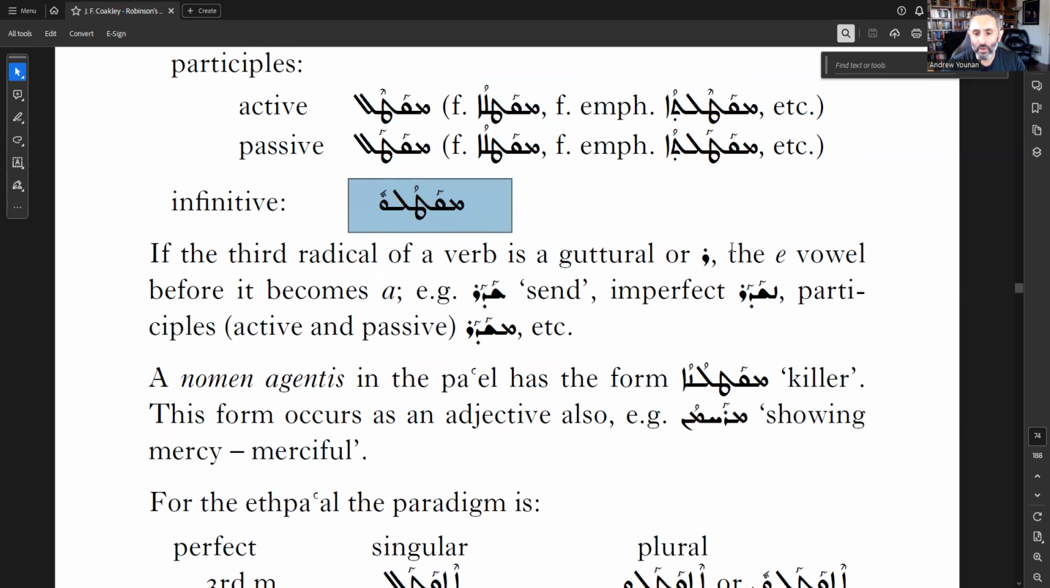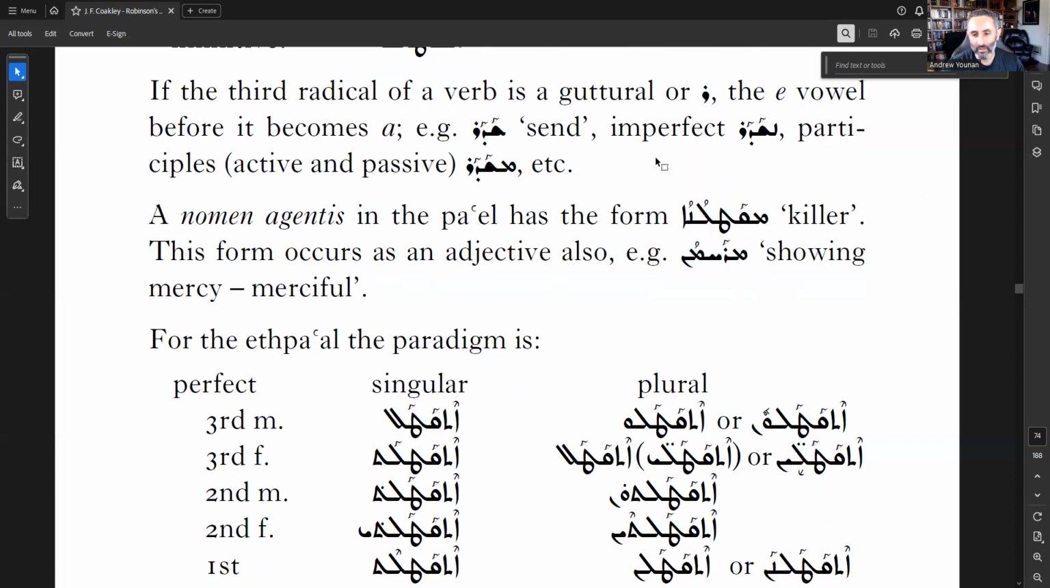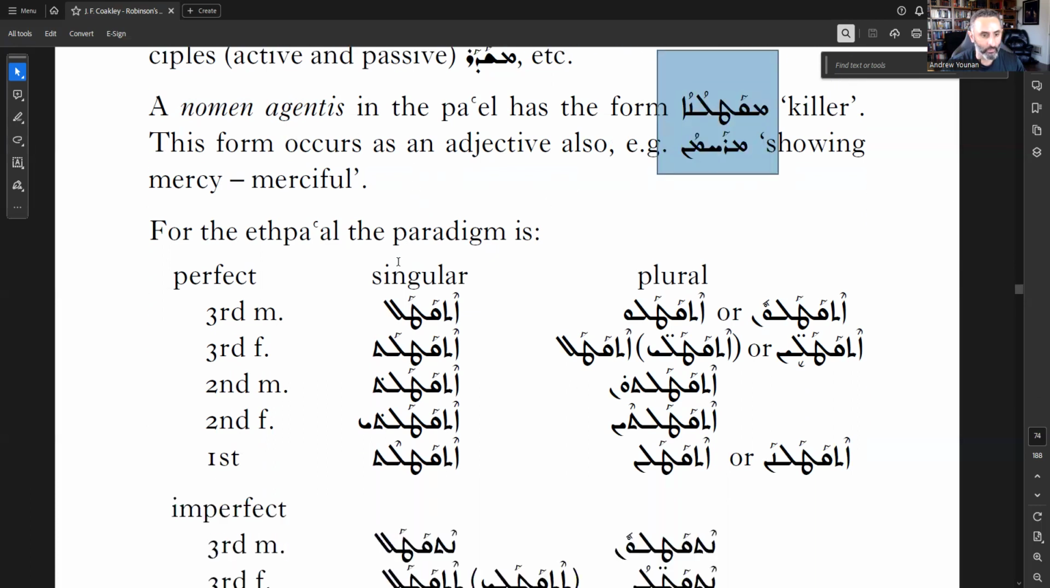If the third radical verb is garl or resh, the e vowel becomes an a. Sharrar, imperfect, nsharrar. That's fine, just this vowel instead. Nomen agentis in the pa'al has the form muqatl. So an acting noun has the form muqatlana. So a murderer is muqatlana. This form occurs as an adjective also. For example, murahman, murahmana, showing mercy, merciful. That's fine. If you just learn these as vocab words, that's okay too.